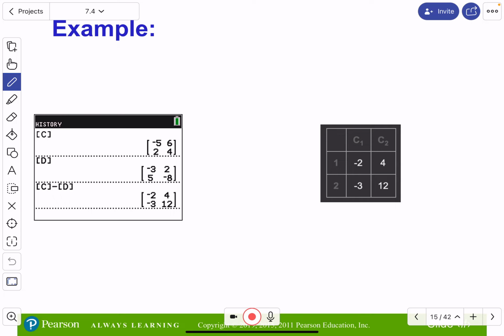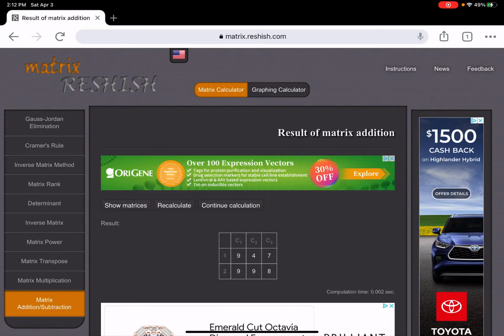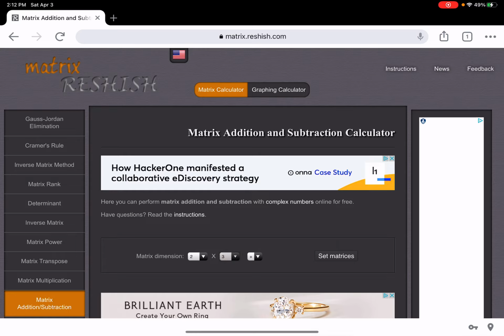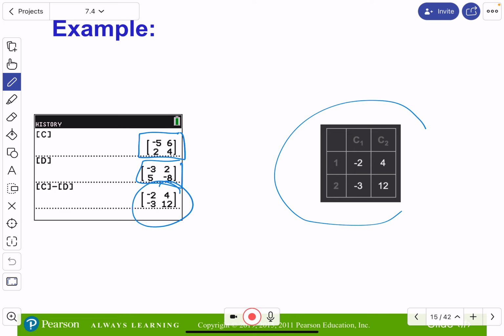Okay. C, D, C minus D. So this is just showing you if you entered this in C, you entered this in D, it'll give you this answer. If you do it on that website, you do your matrix addition and subtraction, 2 by 2, choose subtraction here, and then enter them in and hit calculate, it'll give you an answer like this. So you get the same answer regardless of what method you use.